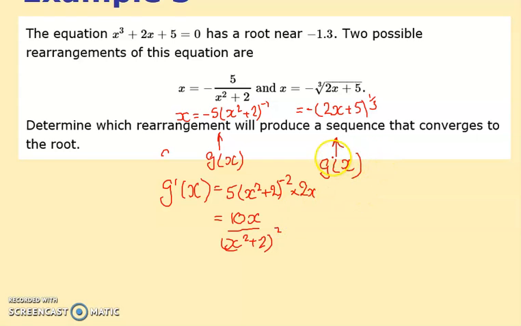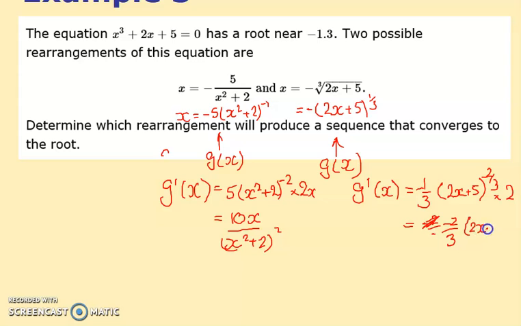And this one, I'm going to find g dash of x of this, and it's a similar trick. It gives me minus a third of 2x plus 5 to the power of minus 2/3. Don't forget I've got to times by 2. So that gives me minus 2/3. In fact, I'm just going to write it like that, minus 2/3 of 2x plus 5. It's not very nice no matter what I do to the minus 2/3.